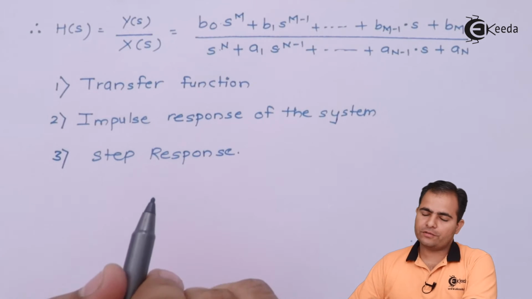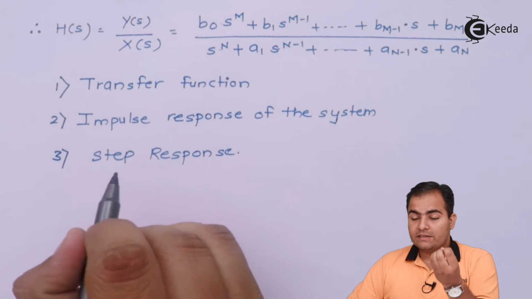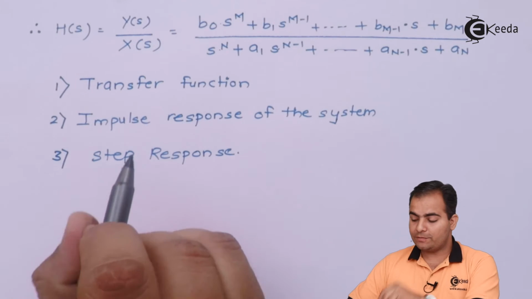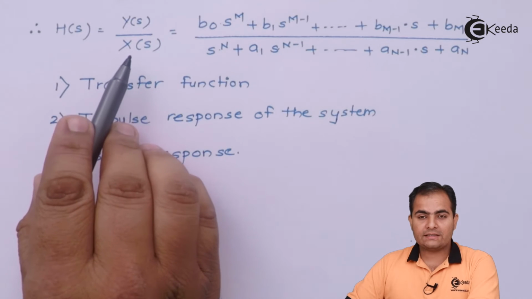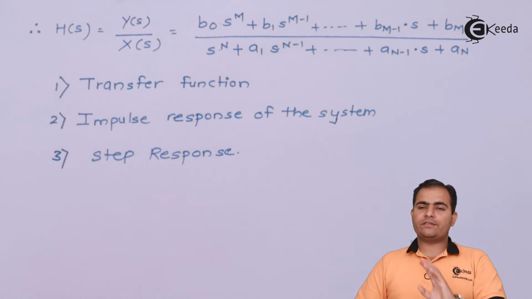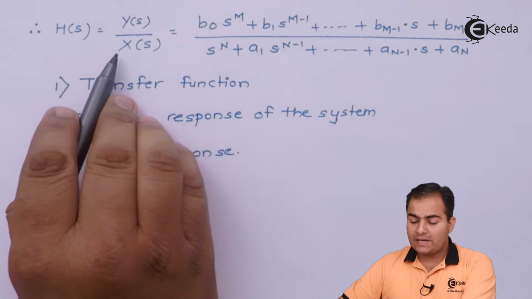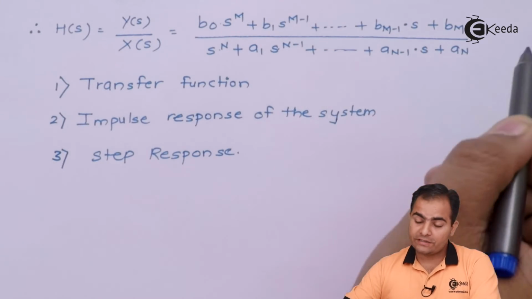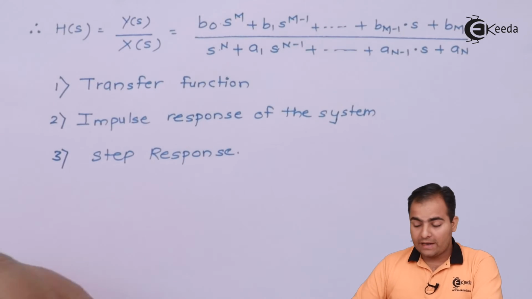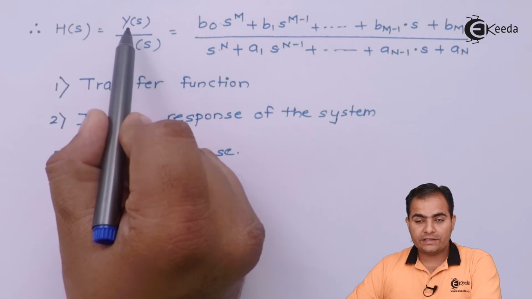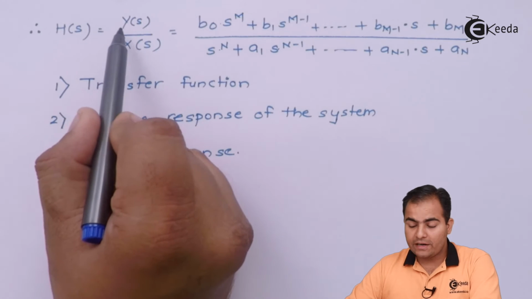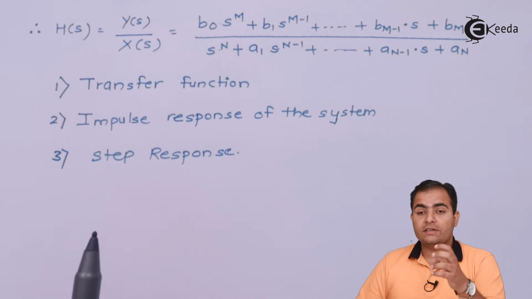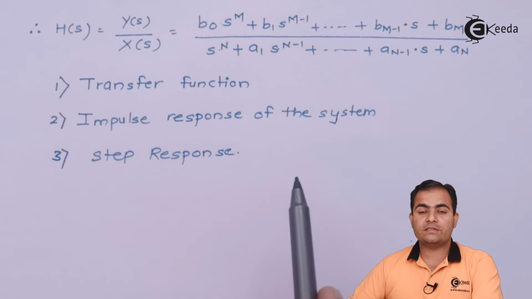How to find out step response? Use the same thing. Step means what? You have to use a unit step as an input, which means this X of s is nothing but the Laplace transform of unit step, which is 1 by s. Now multiply this X of s on the right hand side, which means the unit step is multiplied with the function, and then just find out the inverse Laplace transform of Y of s, which will give us the response, which is nothing but the step response of the system.